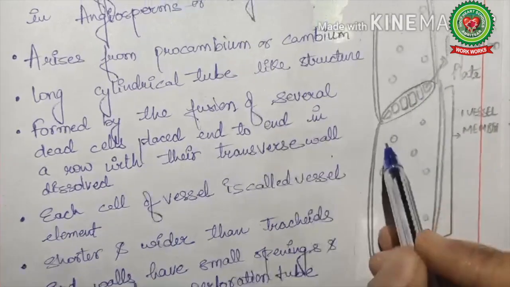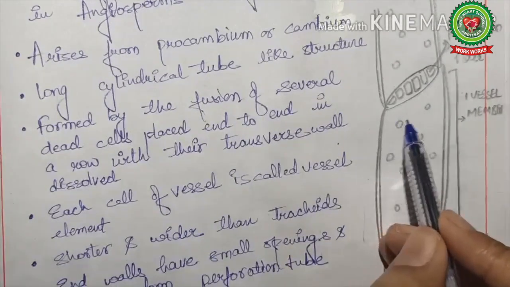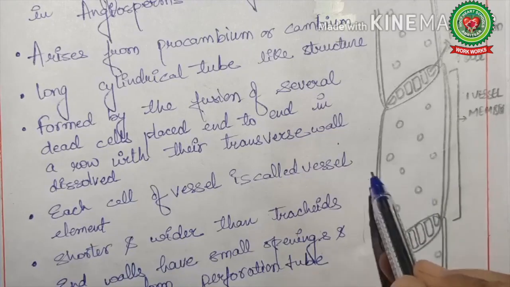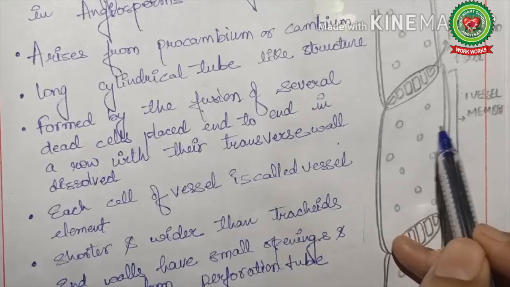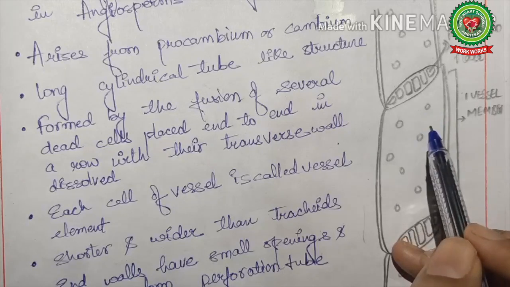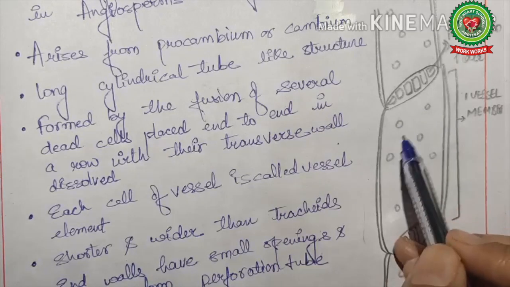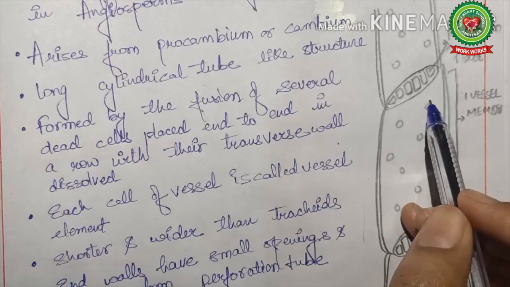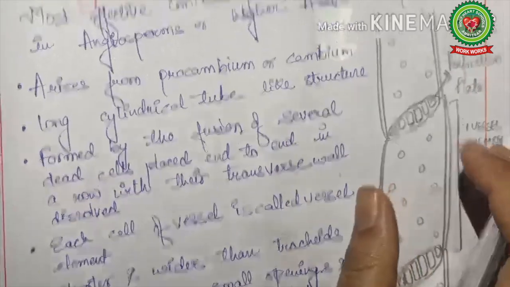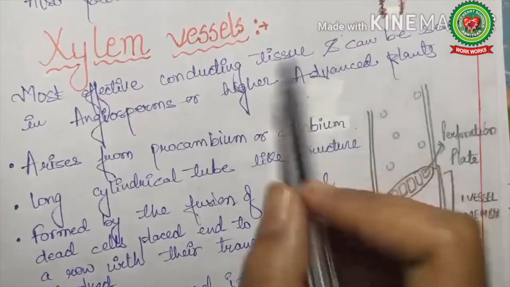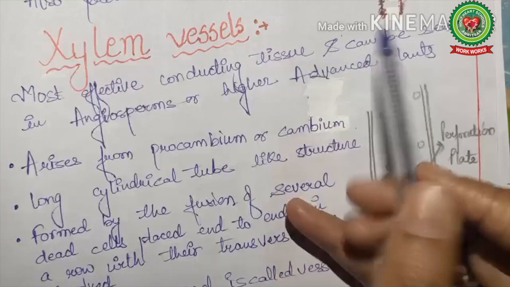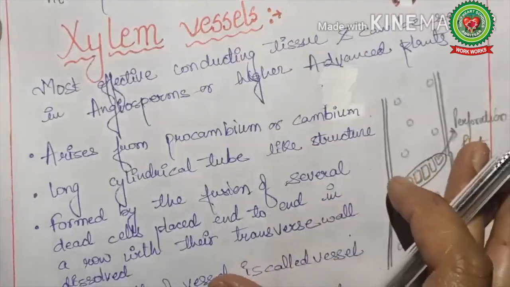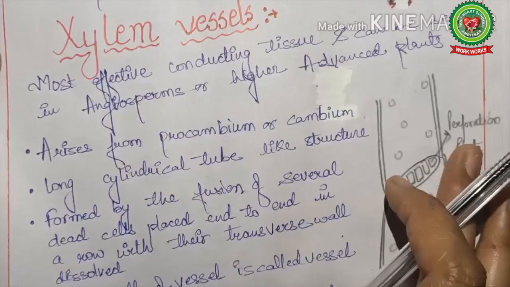Along with this, we can see that on the walls of vessels, a number of pits are present, which also help in transverse conduction of water, as these vessels are mostly surrounded by xylem parenchyma, which helps in transverse conduction of water to the sideward tissue. Now, these are the most effective conducting tissue and can be seen in angiosperms or higher advanced plants. They arise from procambium and or cambium.